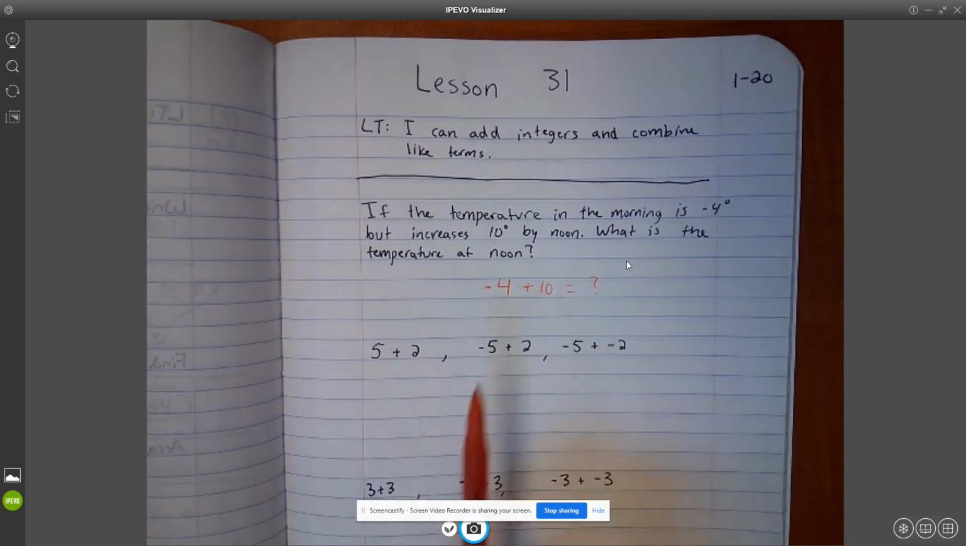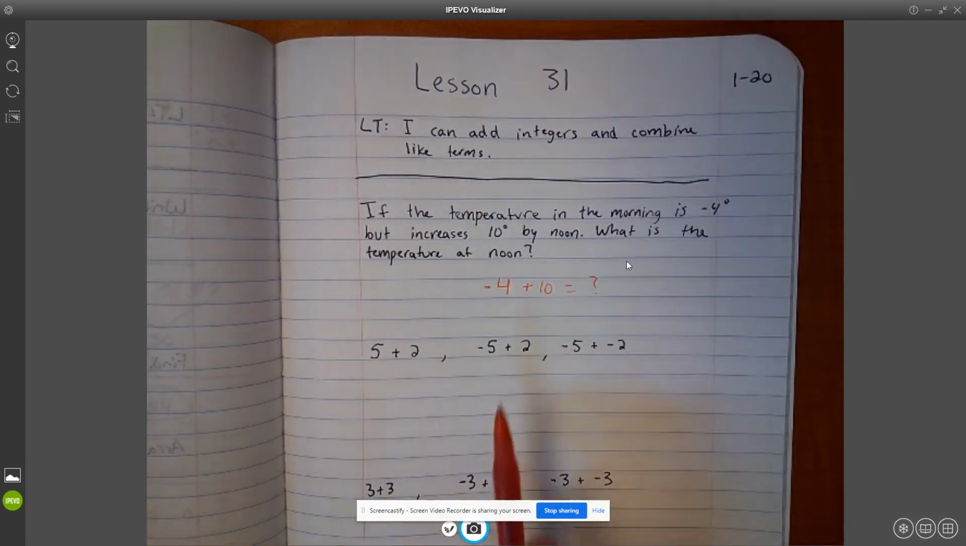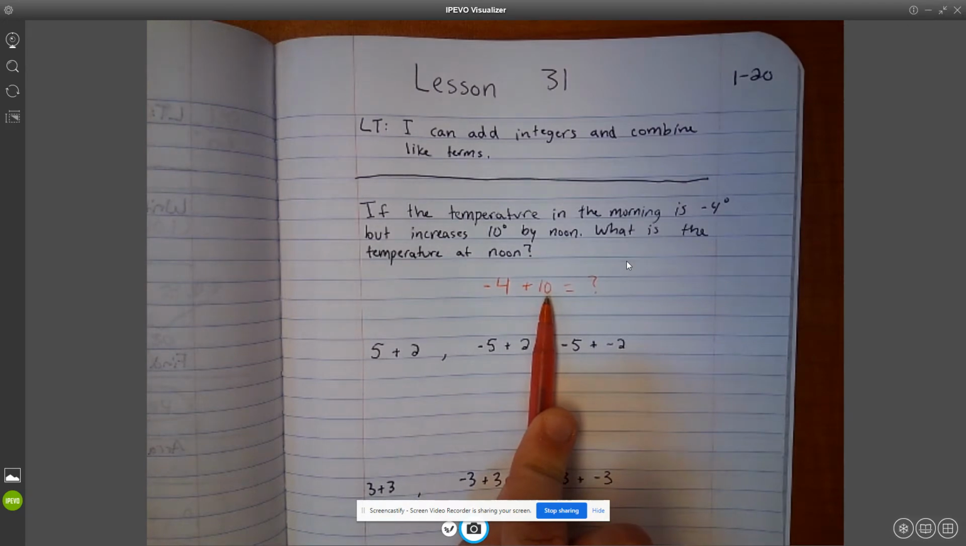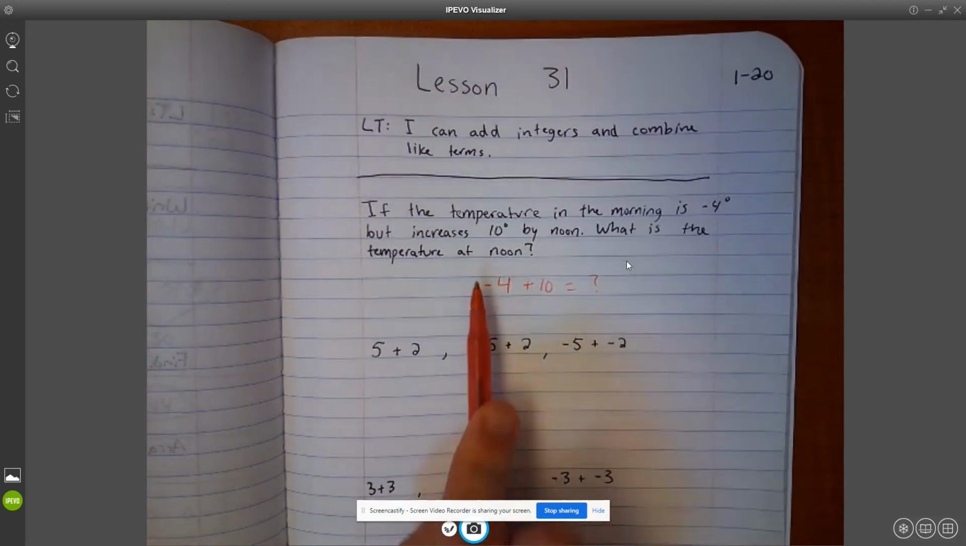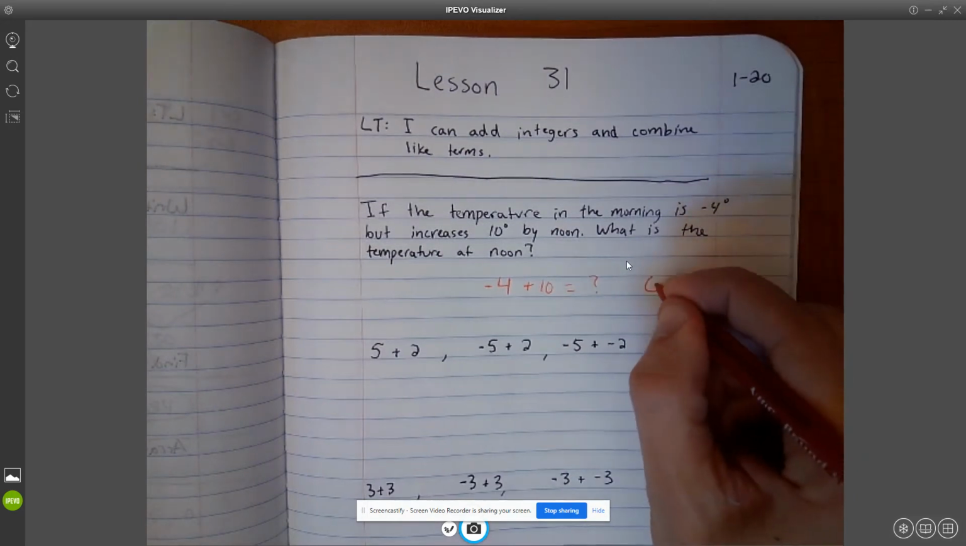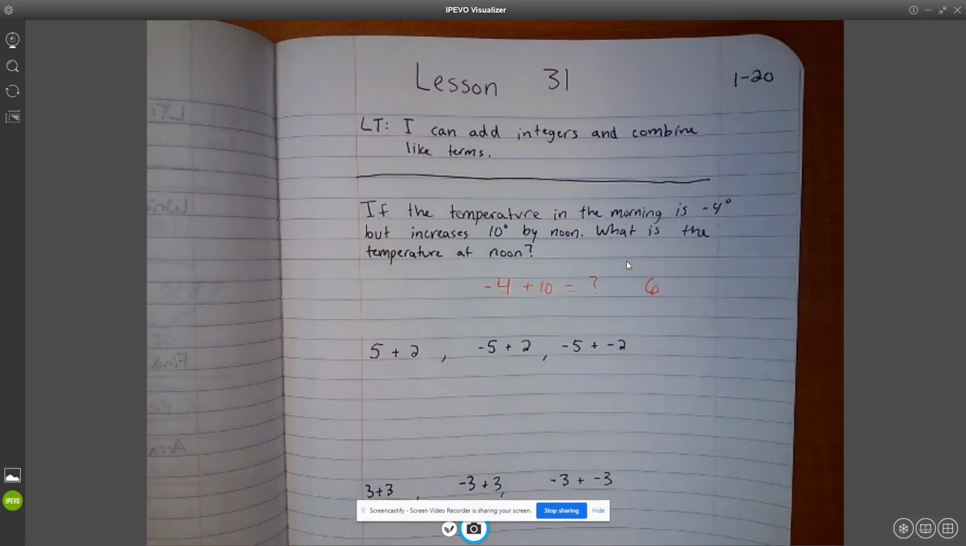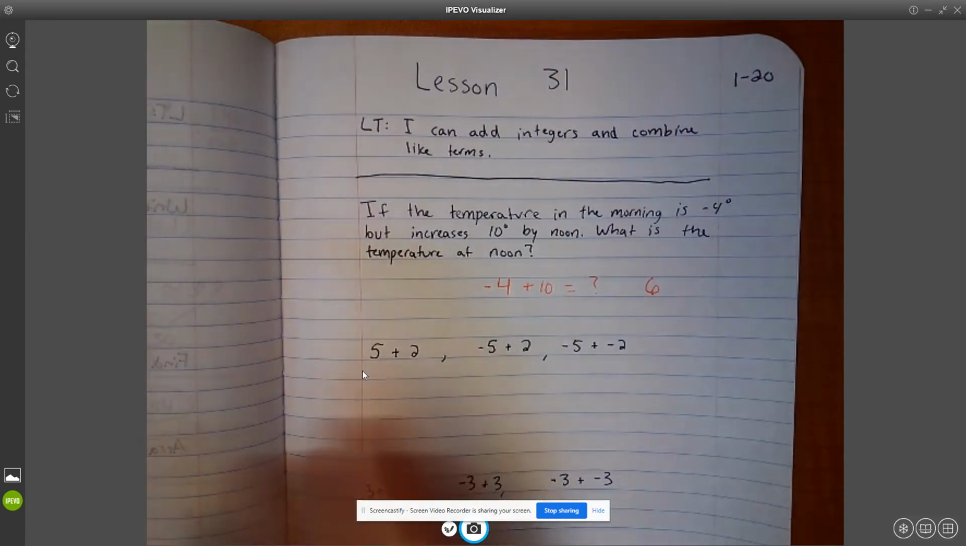Well, the way to solve this is I notice I have a negative and a positive. When I have one of each, I need to ask myself, which one's bigger, 10 or 4? 10. And we're going to have a subtraction problem. So I know our answer is going to be positive because the positive is bigger than the negative. 10 minus 4 is 6. And it's going to be positive 6 because the 10 is bigger. The positive is larger.